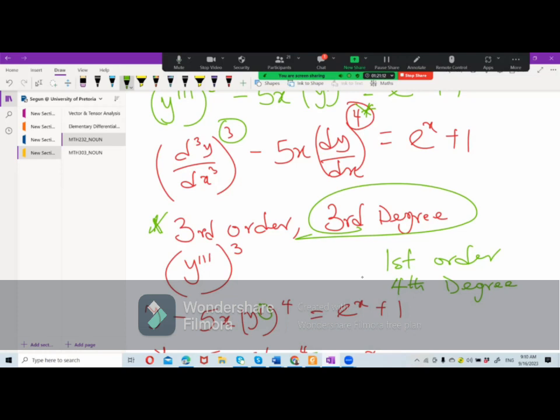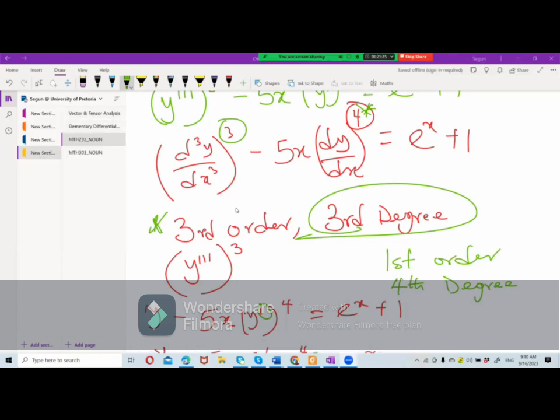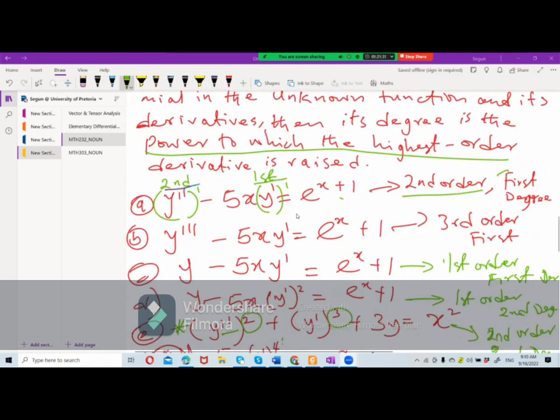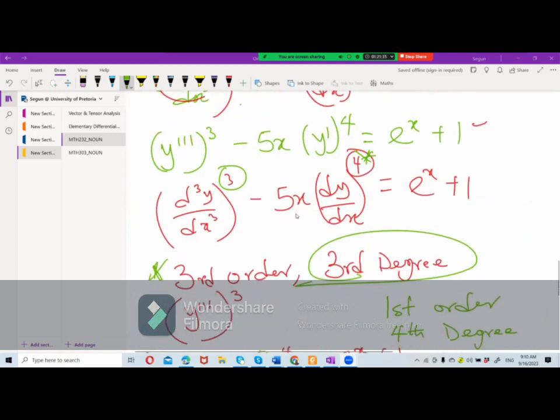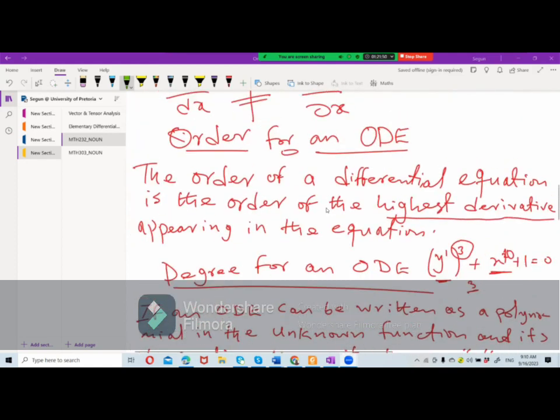Do you get it now? It's okay. Fine. Okay, sir. My question is, sir, that last example, the one with third order third degree, what about the second one, 5x y prime to the power 4? See, what is concerning you now is which one is my highest derivative? Let's go back to the definition. The highest derivative appearing in the equation is your order. Do you believe that one? Yes, sir.